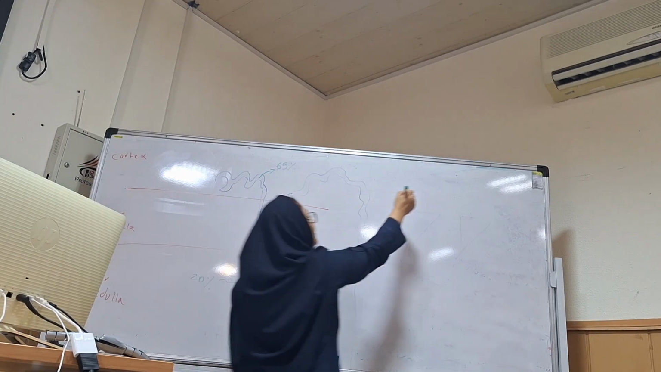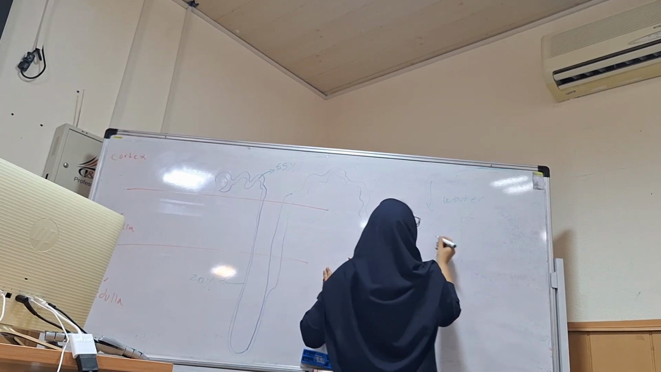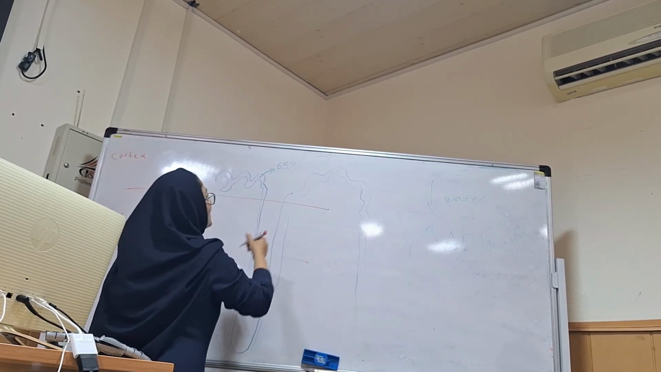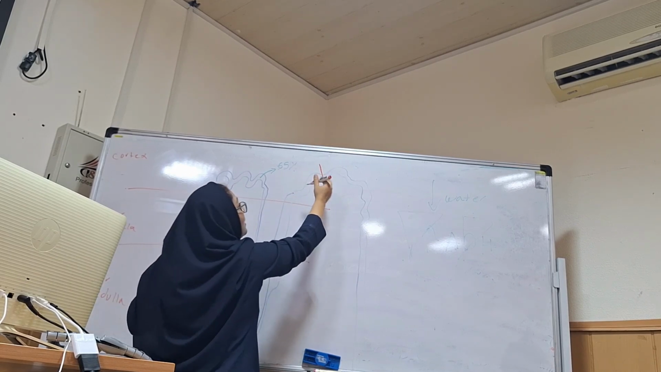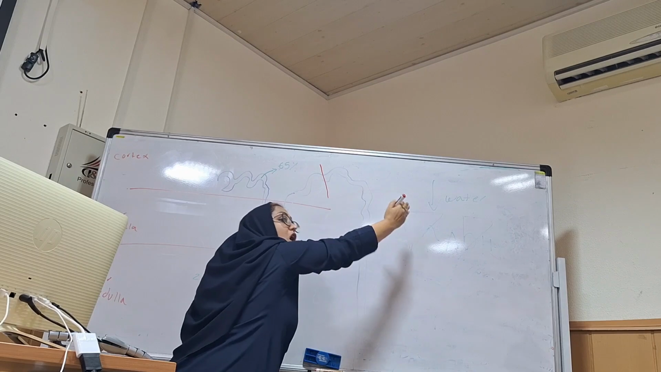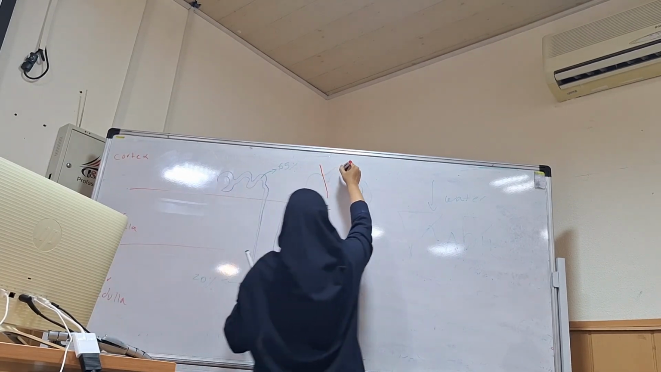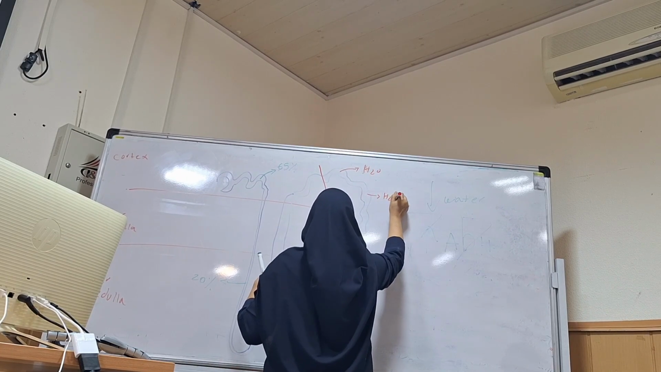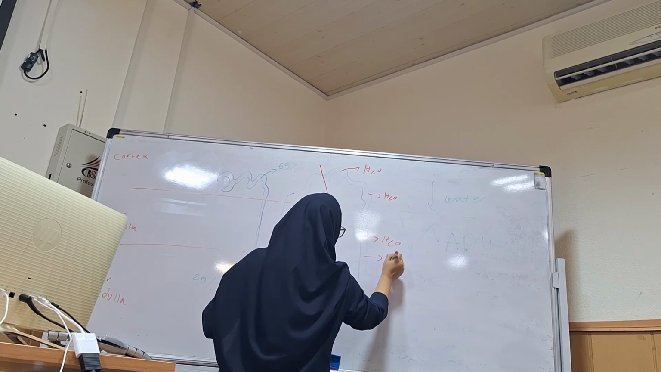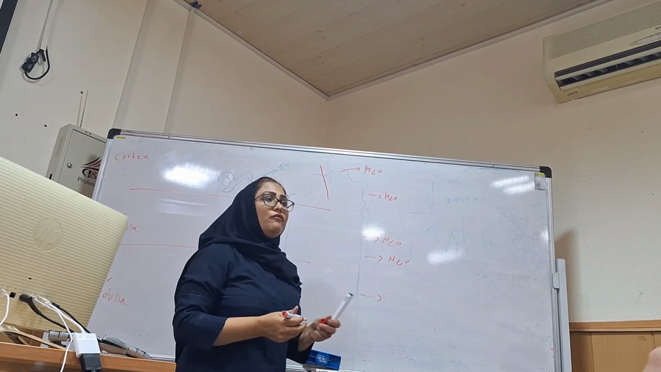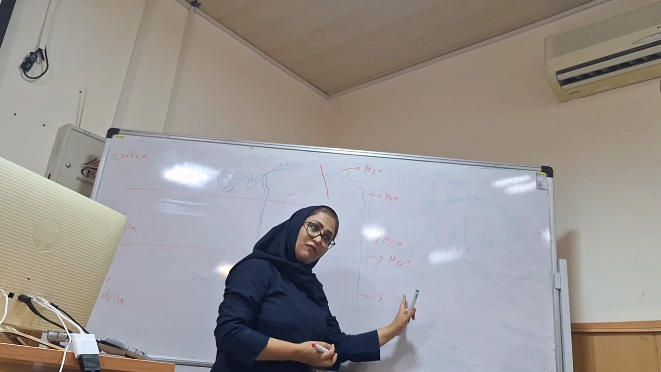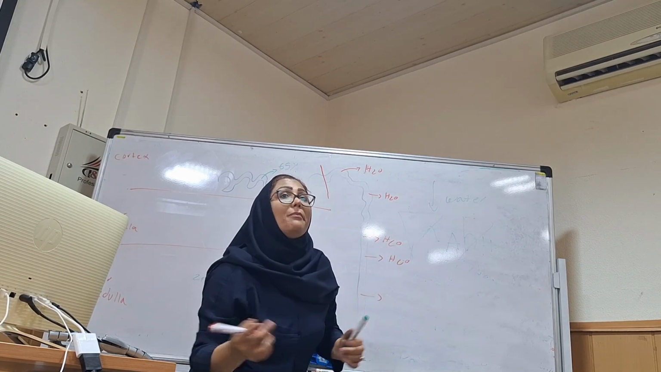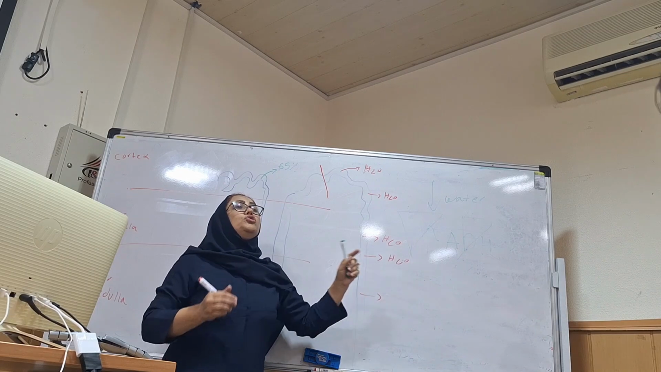Now, suppose that there is water deficiency. It means there is a high level of ADH. ADH affects which part? From the late distal tubule on. These parts begin to reabsorb water into the interstitial fluid, and then, as I told you in that figure, in the next step to the peritubular capillary.